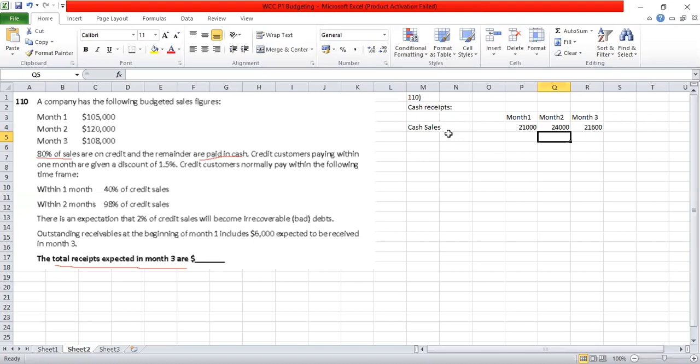So first we need to check what the credit sales amount is for each month. Of that, only 40% of them will be paying, and the ones who are paying will pay 1.5% less on account of discount. So that part we have to include in the calculation. So let's see.